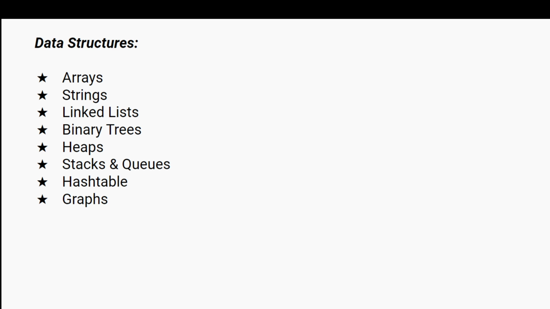And here are some data structures at a very high level. We may go beyond that depending upon time, but these are definitely the data structures that everyone should be familiar with. It starts with arrays, strings, linked lists, binary trees, which include binary search trees too. Then heaps, which are priority queues, then stacks and queues. Stacks are last in, first out, and queues are first in, first out. Then hash tables or maps, and then graphs. We will definitely go through a few questions on this.